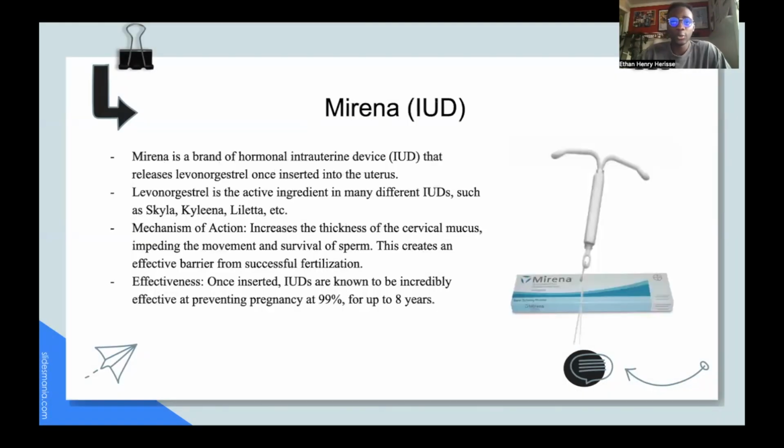The second form is a hormonal intrauterine device, commonly known as an IUD. Mirena is a brand of IUD that releases levonorgestrel once inserted into the uterus. The way levonorgestrel works in an IUD is by increasing the thickness of the cervical mucus, slowing the movement and impeding the survival of sperm, and acting as an effective barrier from fertilization. Levonorgestrel is the active ingredient in many different brands of IUDs, such as Skyla, Kyleena, Liletta, etc. One of the most effective forms of contraceptives, IUDs, and Mirena specifically, are incredibly effective at preventing pregnancy at up to 99% for up to 8 years.